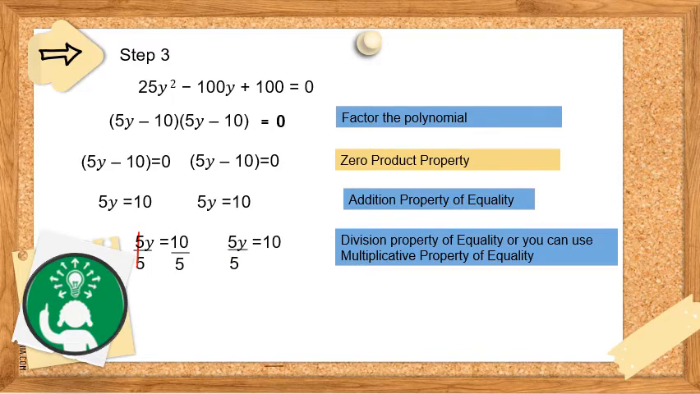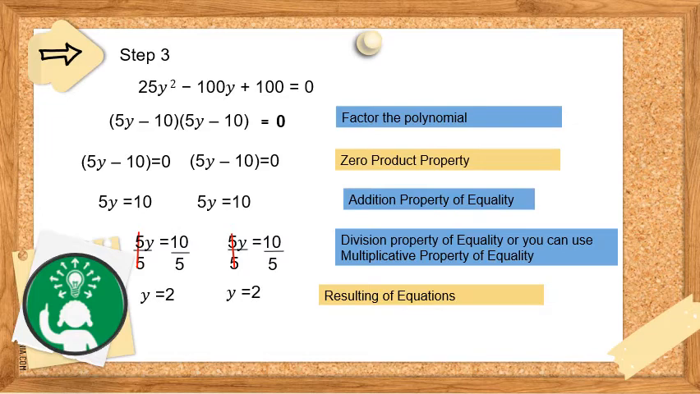And also here, okay, now this is the resulting equations. We have y equals 2 and the other one is y equals 2. That is the same. So the answer here is y equals 2.